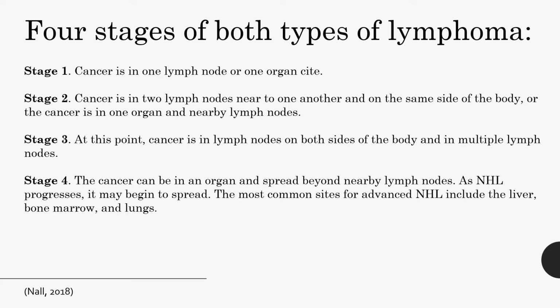As non-Hodgkin lymphoma progresses, it may begin to spread. The most common sites for advanced non-Hodgkin's lymphoma include the liver, bone marrow, and lungs.